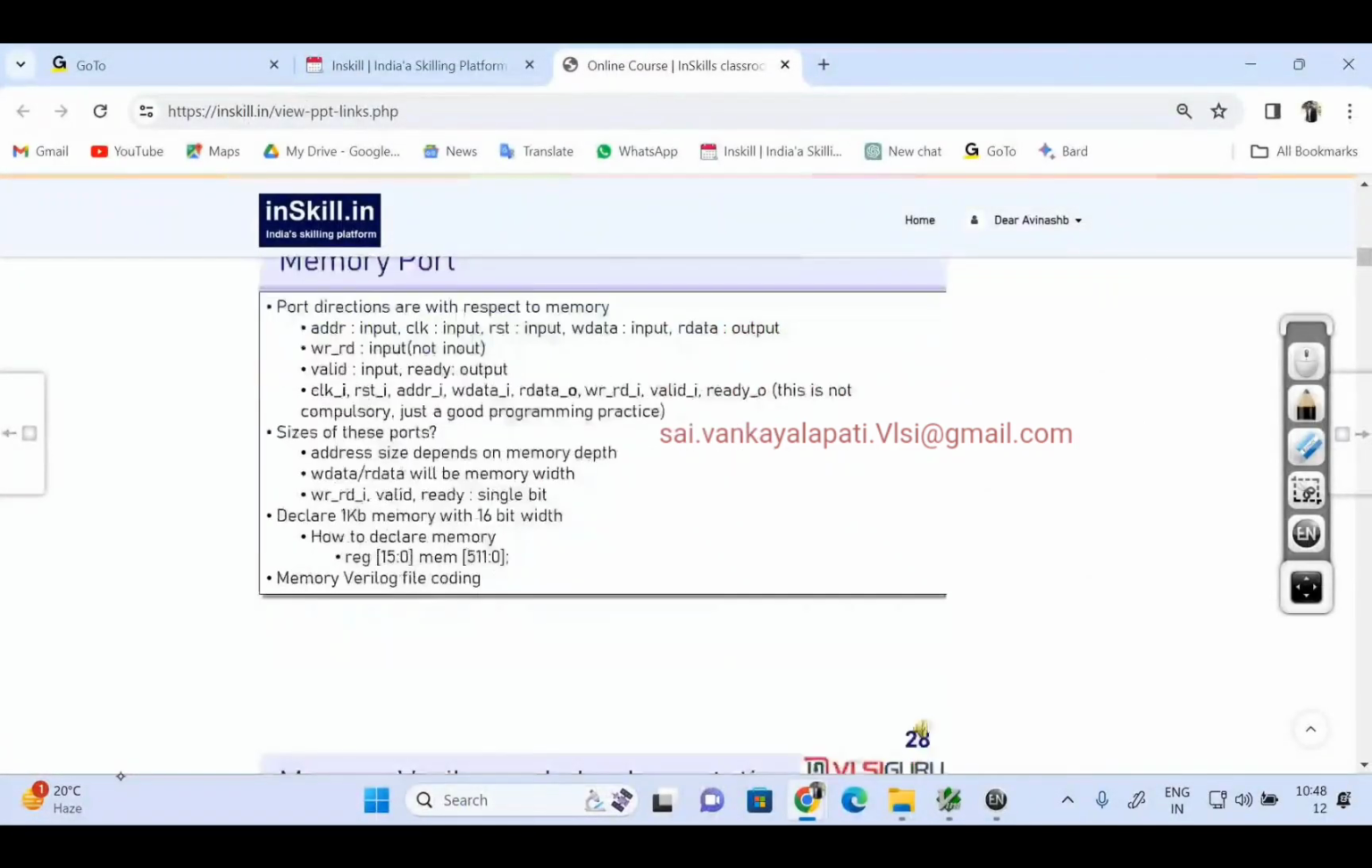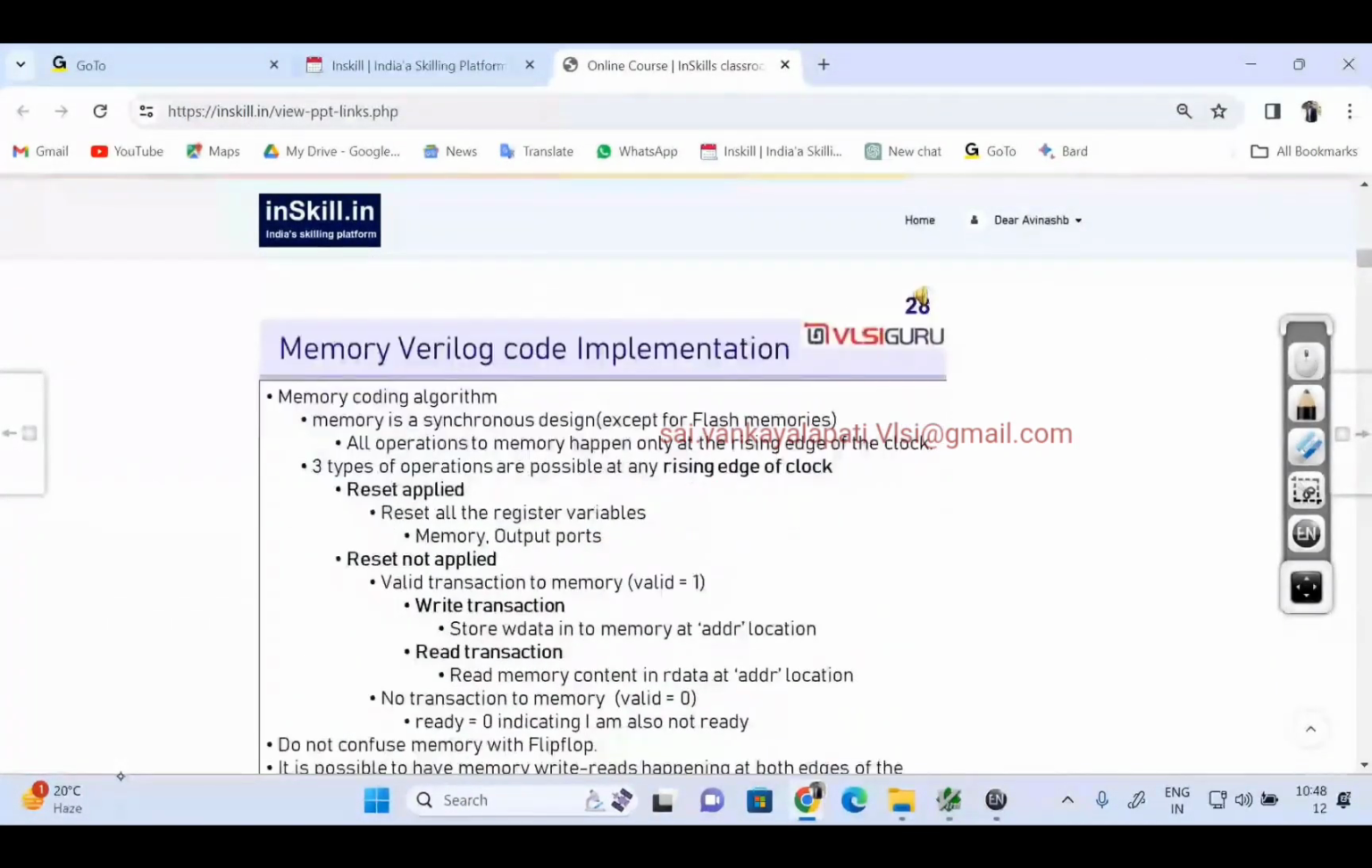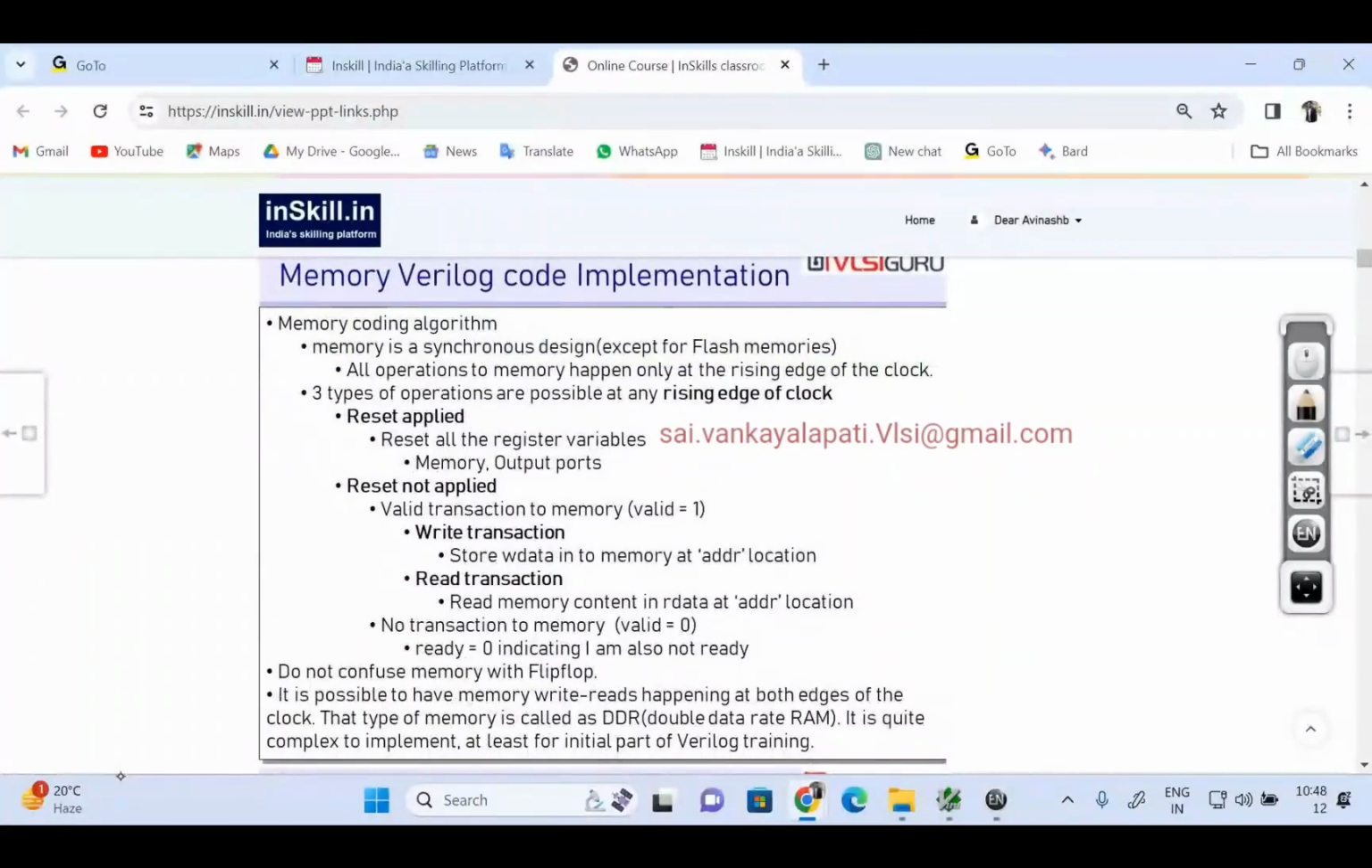Now write the Verilog memory code. To write the Verilog code to model this memory, what do we need to do? First, the memory coding algorithm. We are using the memory for a synchronous design, so all operations to the memory happen only at the rising edge of the clock. Three types of operations are possible at the rising edge. The first is reset. On reset, all the register variables are reset, so the memory output ports become zeros.